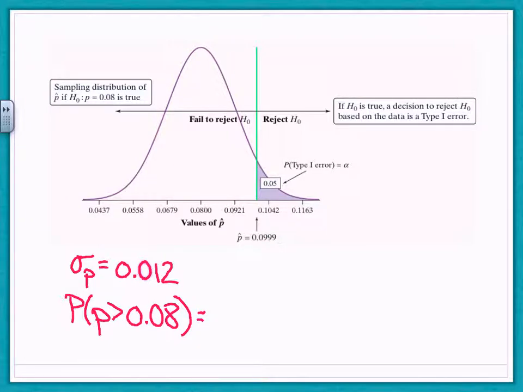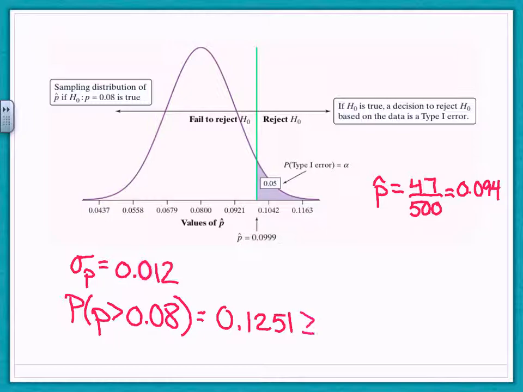So I ran my numbers using my standard deviation. My proportion here was 47 out of the 500, which is about 0.094. Using that, my standard deviation, and my null hypothesis that it was equal to 0.08, I get a p-value of 0.1251, which is definitely greater than or equal to my alpha of 0.05. This is going to tell me to fail to reject my null hypothesis.